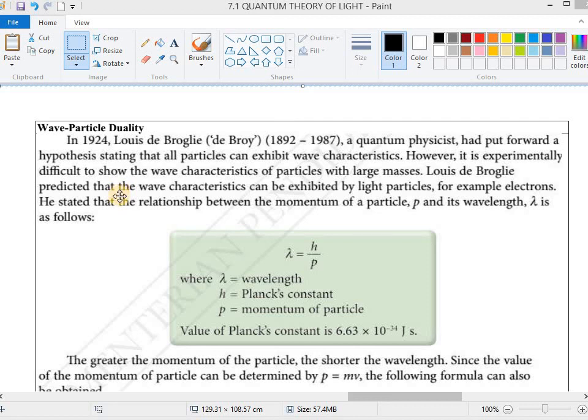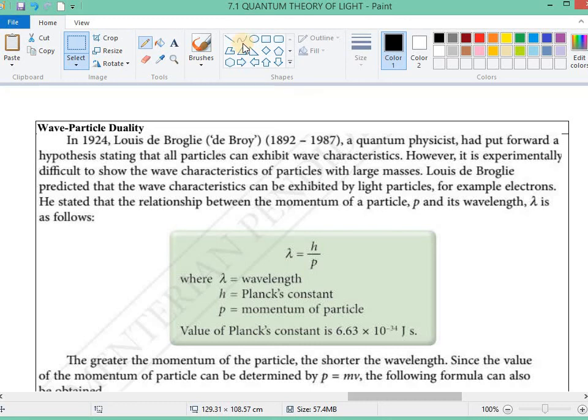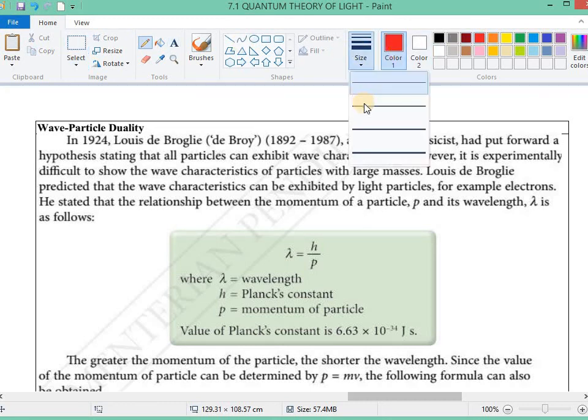Okay, in this part we are going to talk about the wave-particle duality. What is the wave-particle duality?